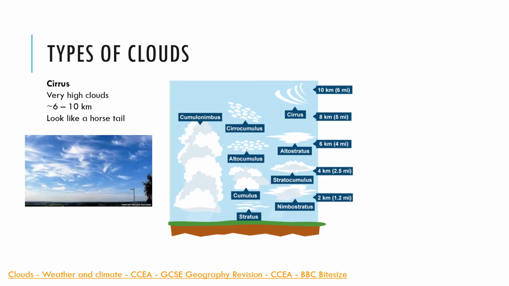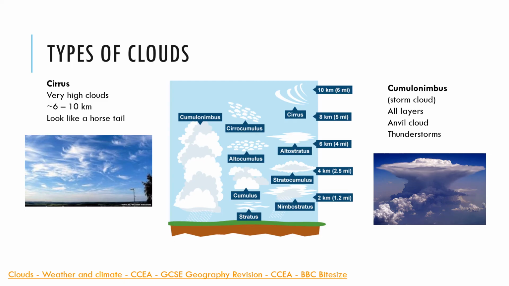They are found very high in the atmosphere, tend to be between 6 to 10 kilometers, and they look like a horse's tail. They're made out of ice crystals, and they're very white and wispy. Another one are cumulonimbus clouds. These are the huge storm clouds that look like an anvil on top, and they cover all of the layers.